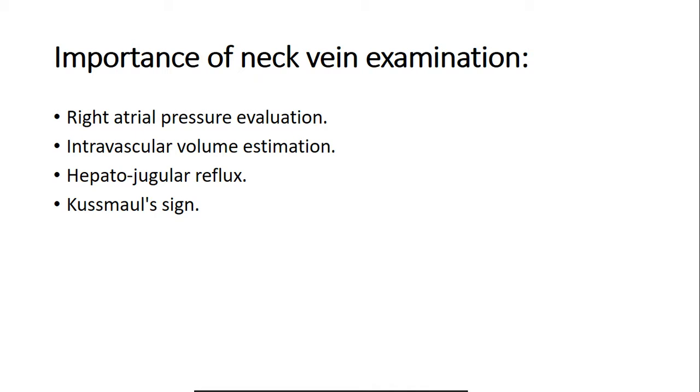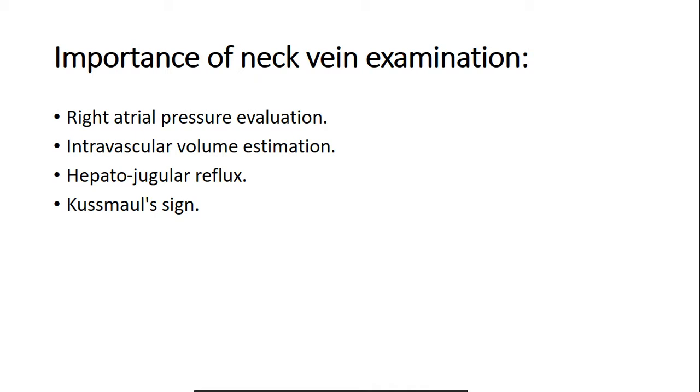Hepatojugular reflux, which is a kind of examination for right side heart failure. Kussmaul sign, which is very interesting because it is a paradoxical rise of the jugular venous pulsations on inspiration. Physiologically, on inspiration, the intrathoracic pressure drops, the venous return increases, and the neck veins should collapse because blood moves faster to the right side.